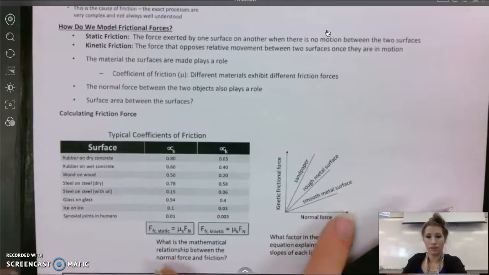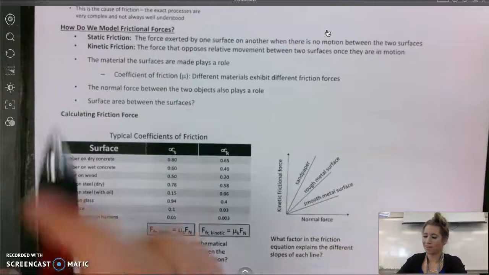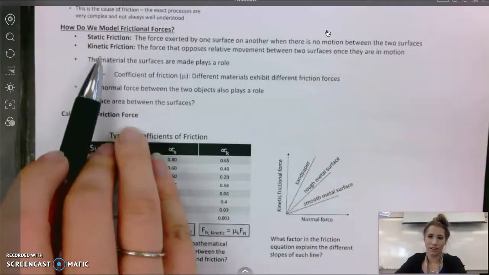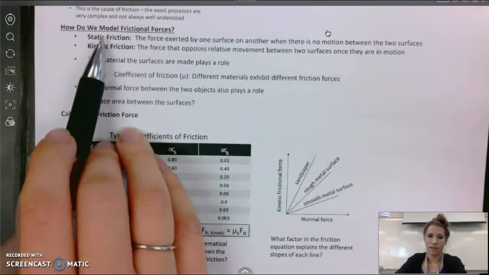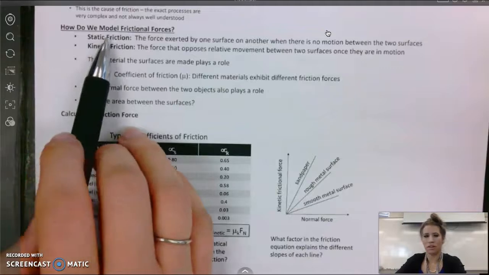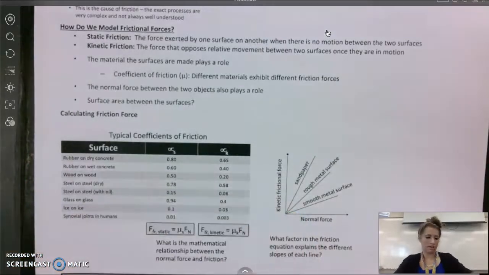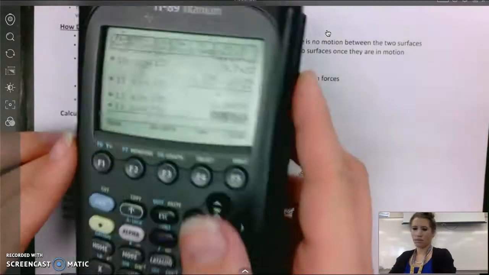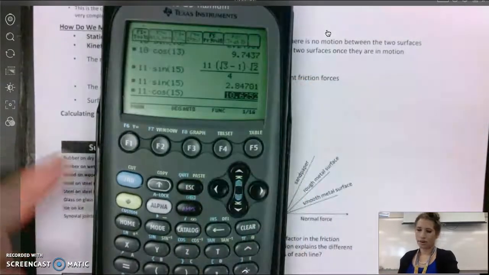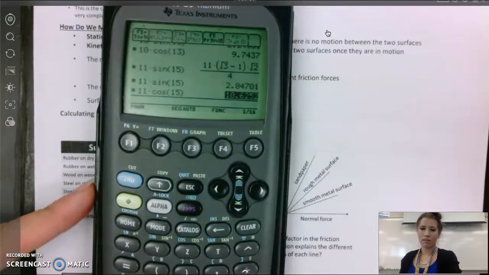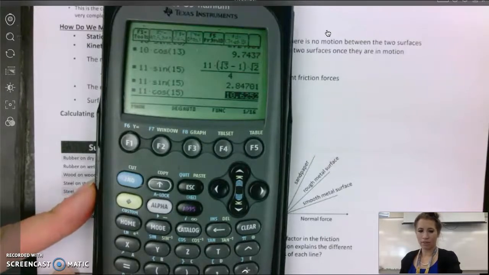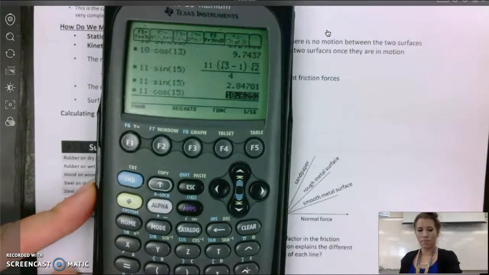Now there's two kinds of friction that we're going to be talking about: static friction and kinetic friction. Static friction is the friction that's preventing something from moving. So if I have my calculator, and I push on the calculator, but it's not moving, that's because of static friction. I'm pushing it, but it's not moving.